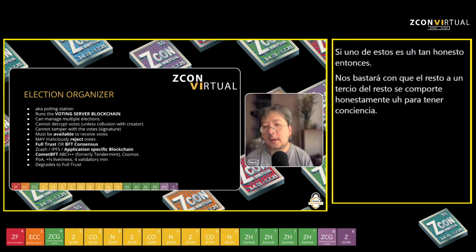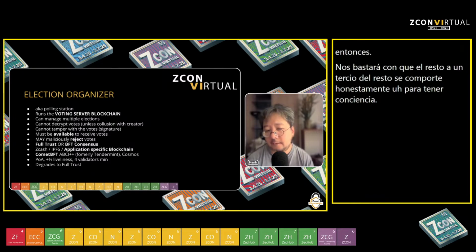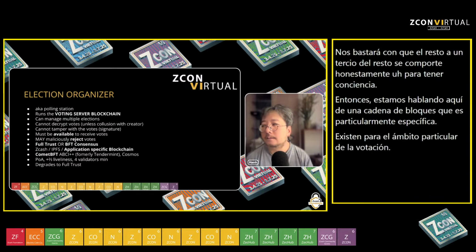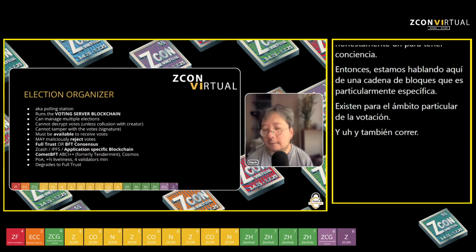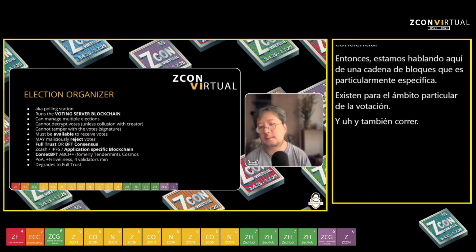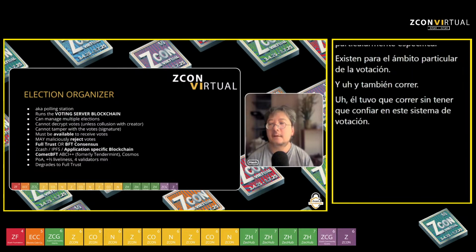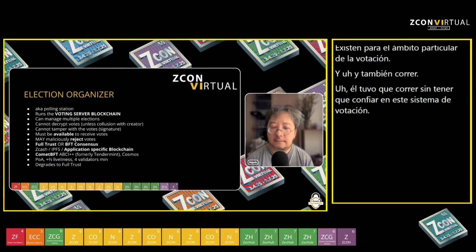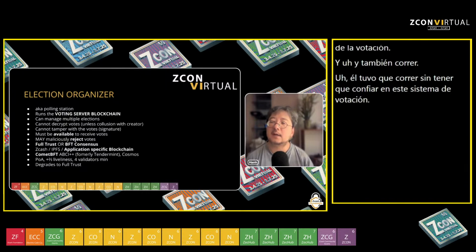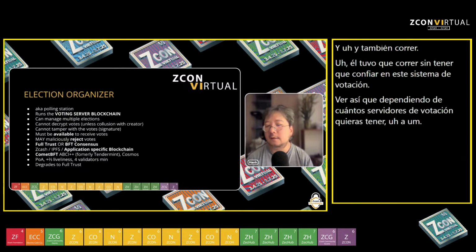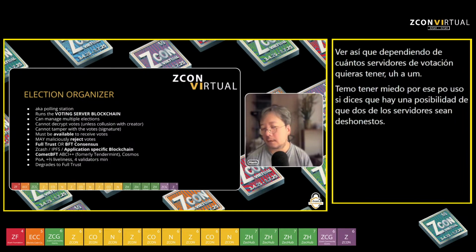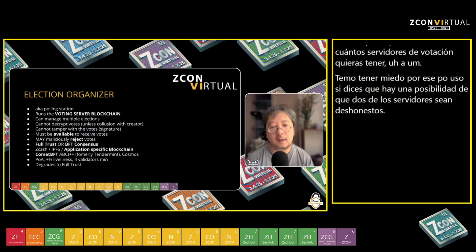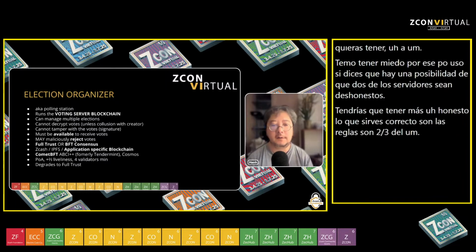That blockchain only exists for the particular scope of voting, and allows us to run the election without having to trust the voting server. So depending on how many voting servers you want to have failing, for example, if you say that there's a chance that 2 voting servers are dishonest, you would have to have more honest voting servers, right? The rule is that 2/3 of the servers have to be honest.